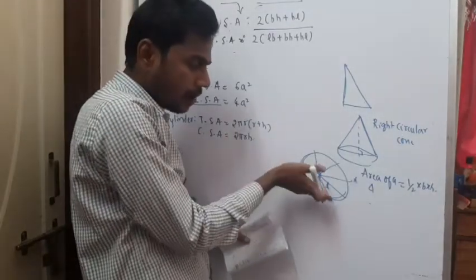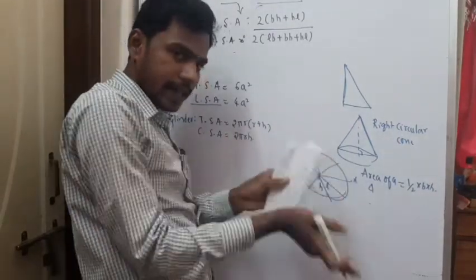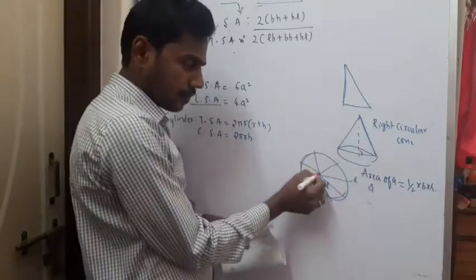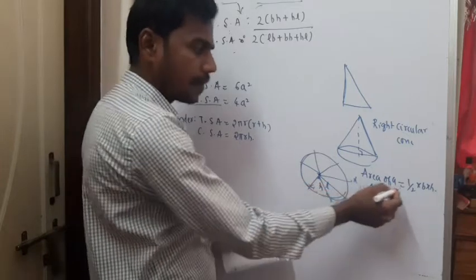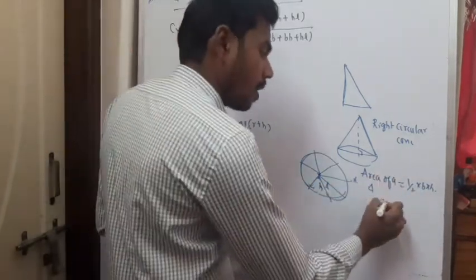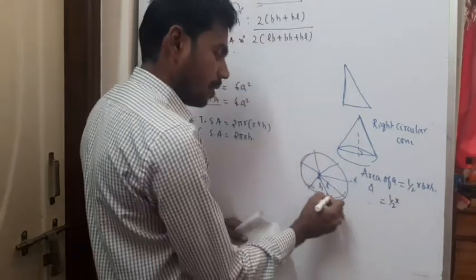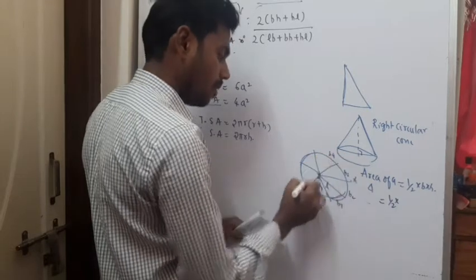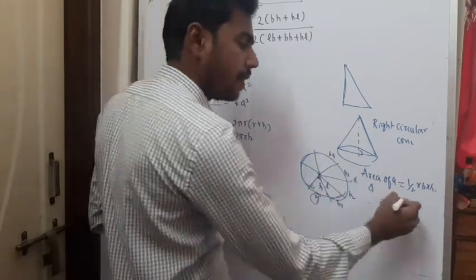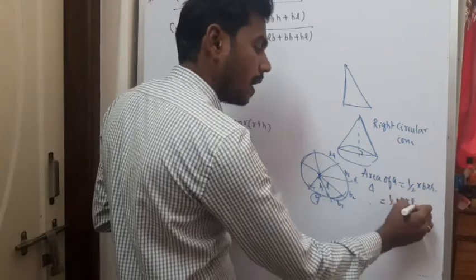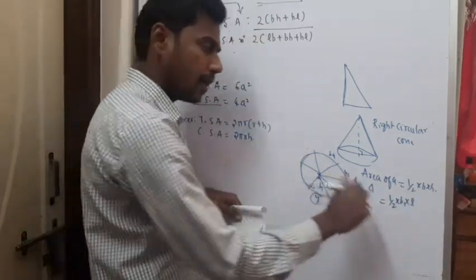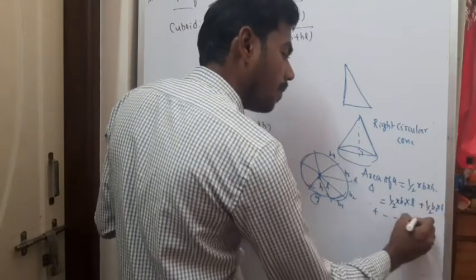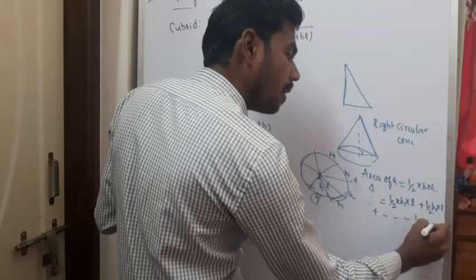So when I cut this and when I place all the triangles, when I stack them up, means place one after the other, what will happen? See, half into base into height. So half into, base will change. If I call it B1, B2, B3, B4 up to Bn, nth triangle. Half into B1 into L. L remains same across all the triangles, L, plus half into B2 into L plus up to half into Bn into L.